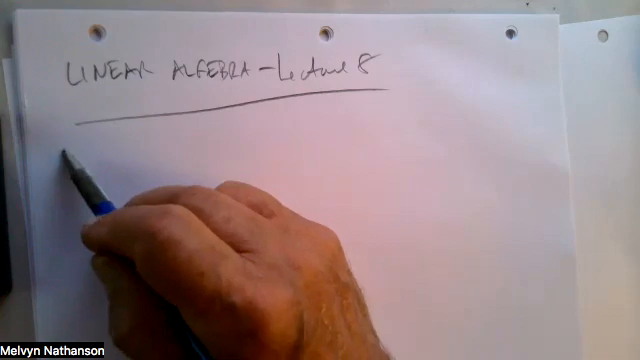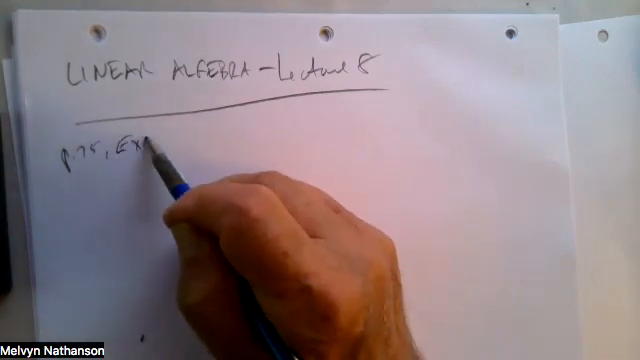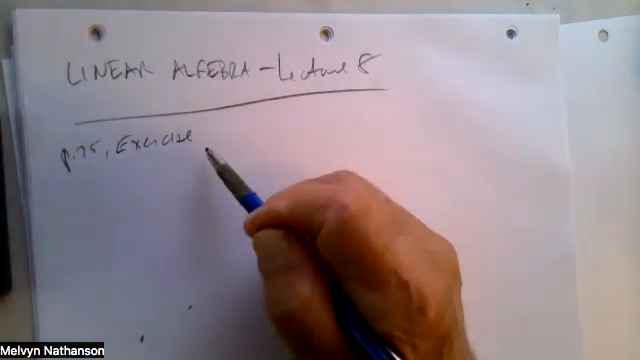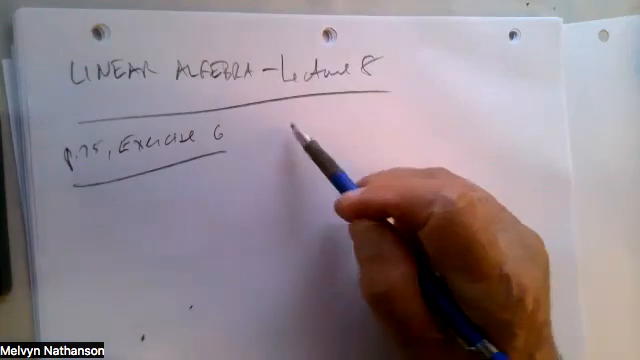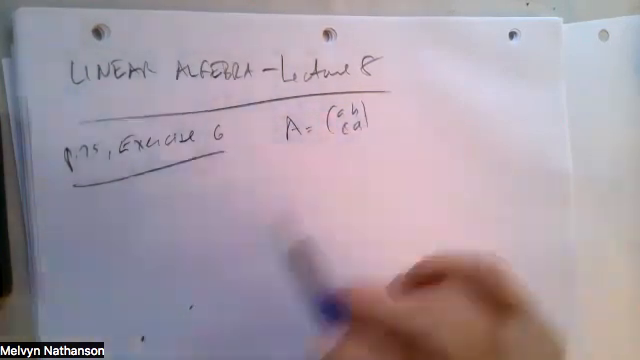Okay, this is linear algebra, lecture 8. And I was asked to do, on page 75, exercise 6. So we have a matrix, a 2x2 matrix, A, B, C, D.